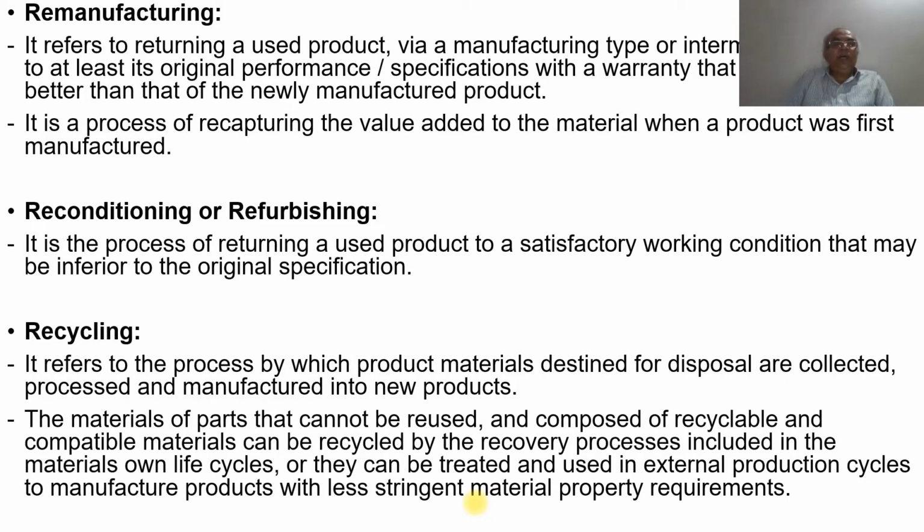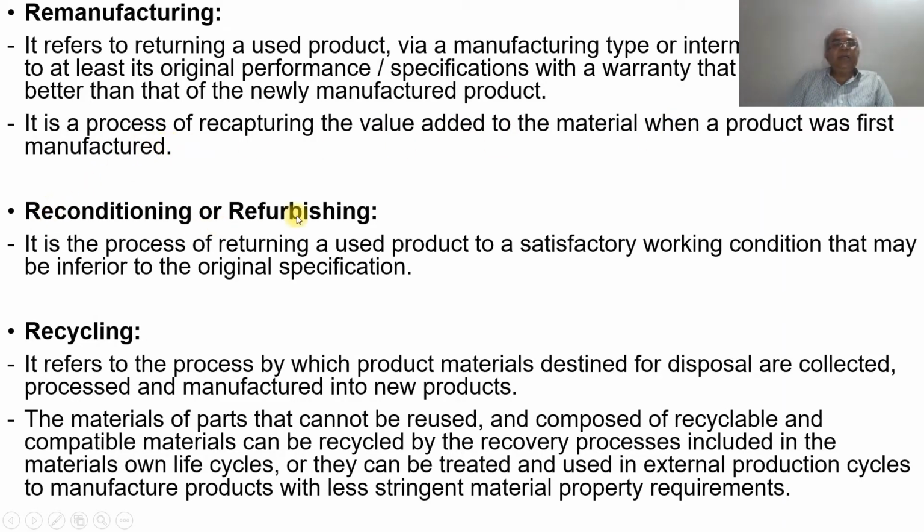Remanufacturing refers to returning a used product via a manufacturing type or intermediate process to at least its original performance or specifications with a warranty that is equivalent or better than that of the newly manufactured products. It is a process of recapturing the value added to the material when a product was first manufactured.